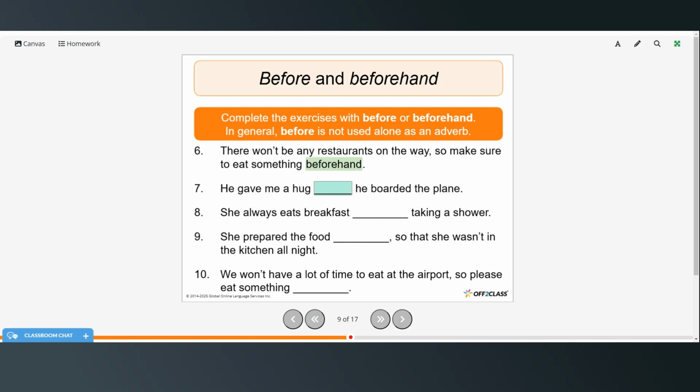He gave me a big hug before he boarded the plane. She always eats breakfast before taking a shower. She prepared the food beforehand so that she wasn't in the kitchen all night. We won't have a lot of time to eat at the airport, so please eat something beforehand.